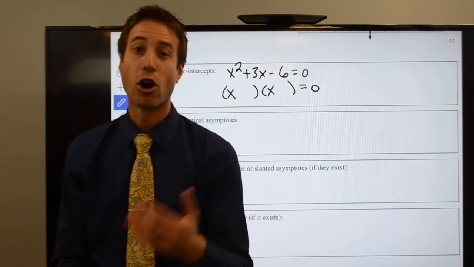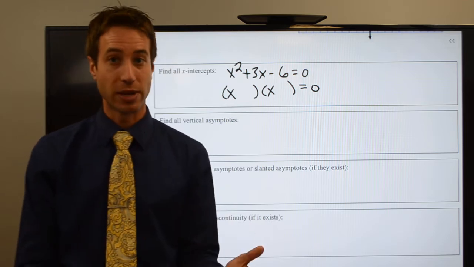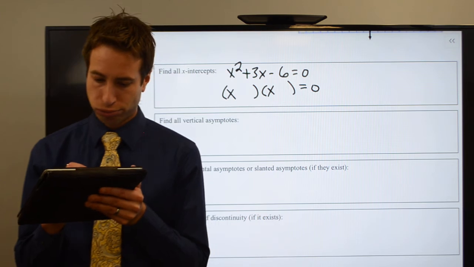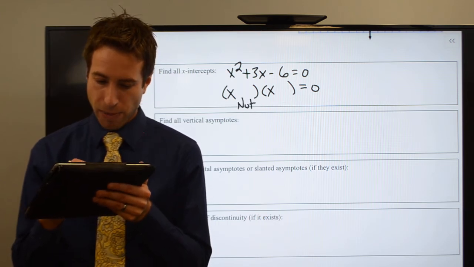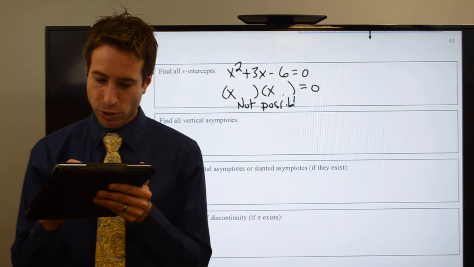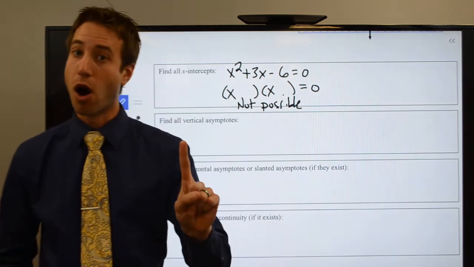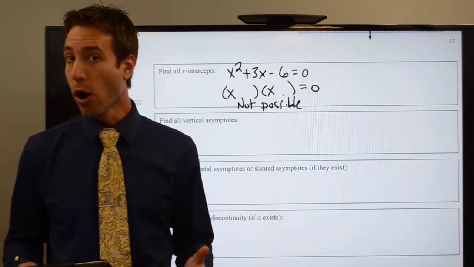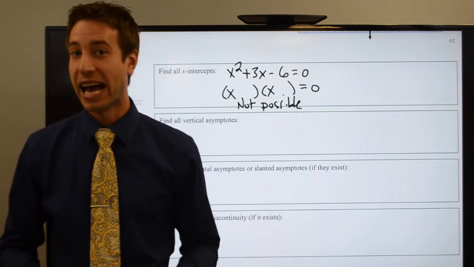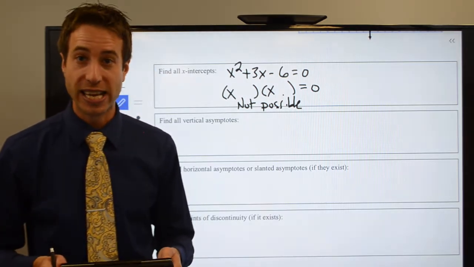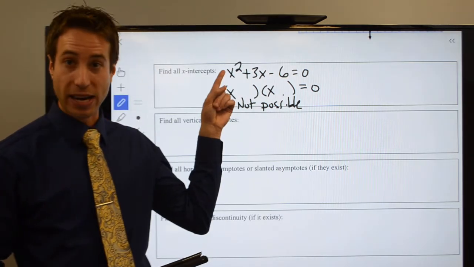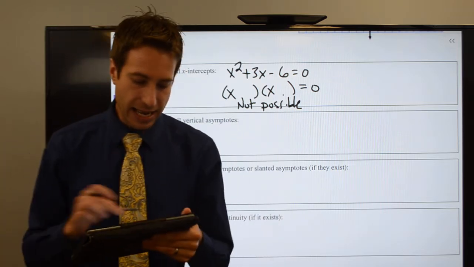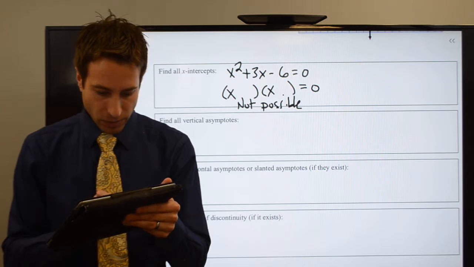Bummer. All right, so there are no integers that multiply to a -6 and sum to a +3. That's all right. We can do this. Not possible using integers. Remember, that tells me one of two things. Either my x-intercepts are decimals, or my x-intercepts are imaginary numbers, and I don't have any. The only way you'll know which it is to go ahead and find another way to factor this. You can either complete the square or use the quadratic formula, and I prefer the quadratic formula.